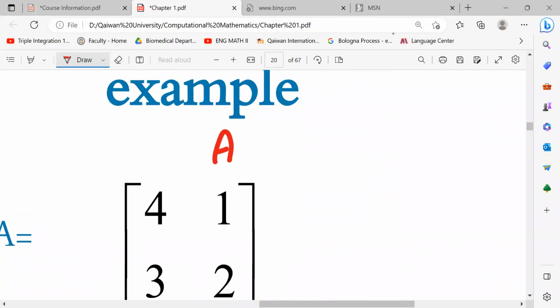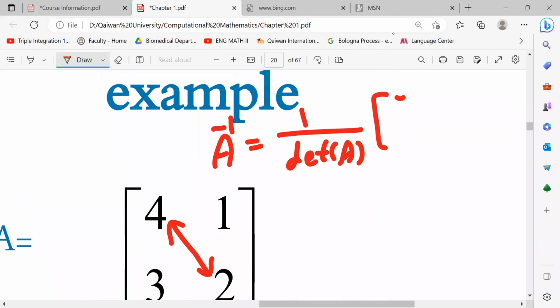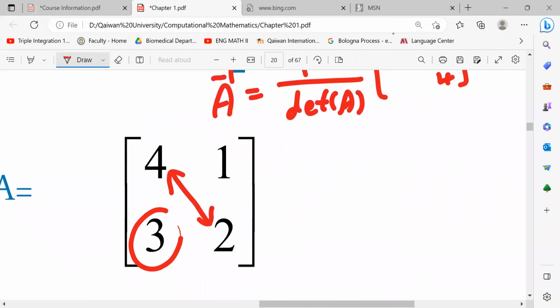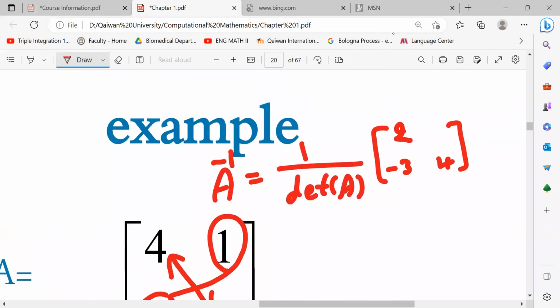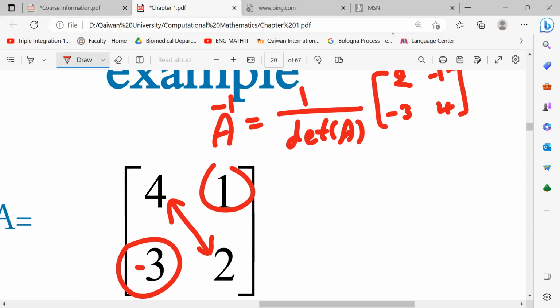So we are asked to find A inverse. A inverse is 1 over the determinant of A times what? Interchanging these two, this is 2, 4, and change the sign of these two: minus 3, minus 1. We don't change their places, we just change their sign. What if this was negative? Then it would become positive, and this one would be negative.